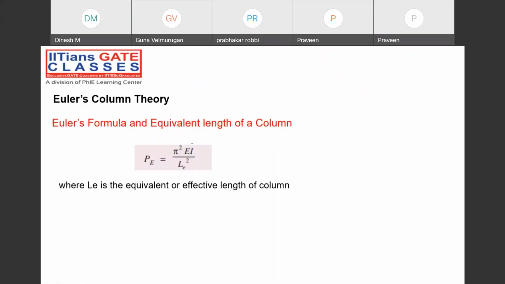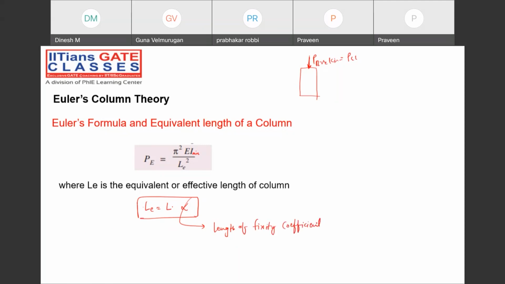Note down the Euler formula for this one. What is the maximum buckling load we can apply? That buckling load we call Euler load. And what is the formula? Pi square E I minimum divided by L_e square, where L_e is the equivalent or effective length of the column, where L_e is L into alpha. Note down the meaning of alpha: length of fixity coefficient. It will depend on the end conditions.